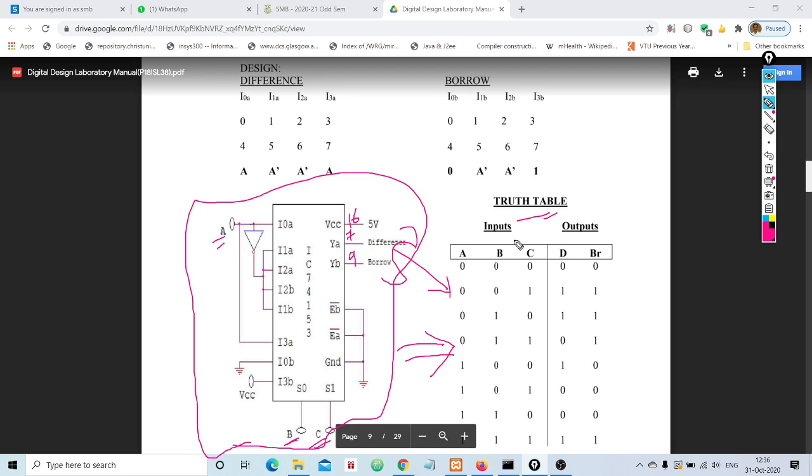Clear? Okay, so I will conclude this video. What we learned in this video is how we can design a full subtractor using a multiplexer. More specifically, we have used a multiplexer whose IC number is 74153. In the coming videos you will see how we can make this connection in the trainer kit using patch cords and ICs, and how we can verify the respective truth table.